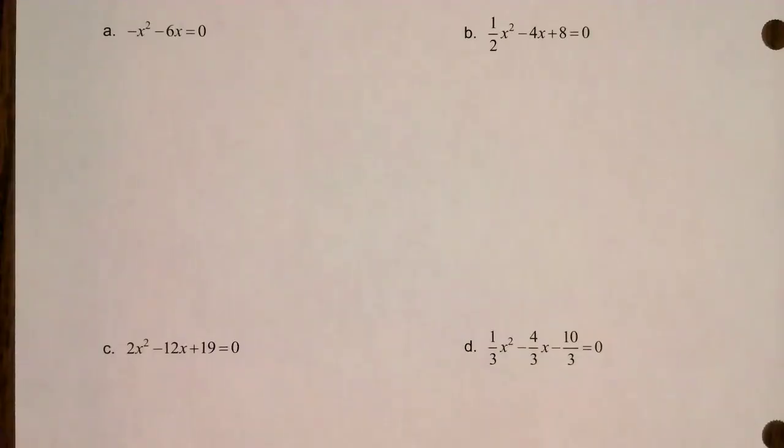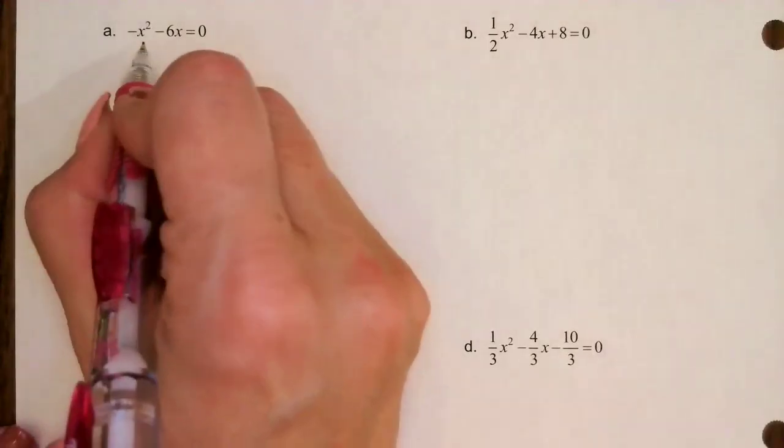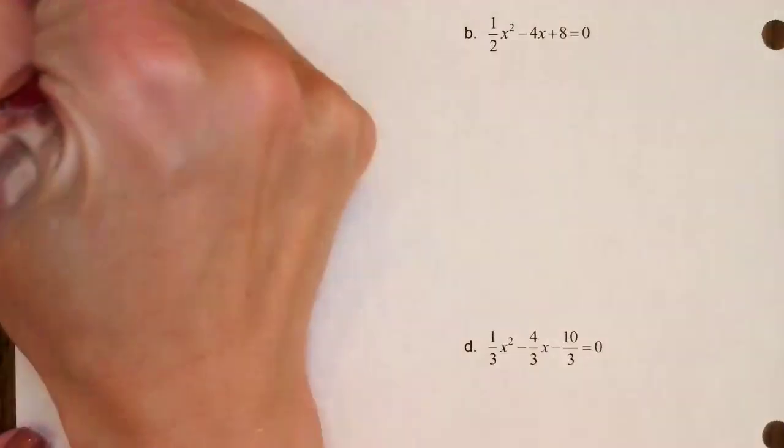All right, so we're going to solve a couple more here. This first one, negative x squared minus 6x equals 0. I'm on the test. It says solve this. I'm going to factor. This is a much easier one to factor. They both have an x, so I can factor out my GCF.